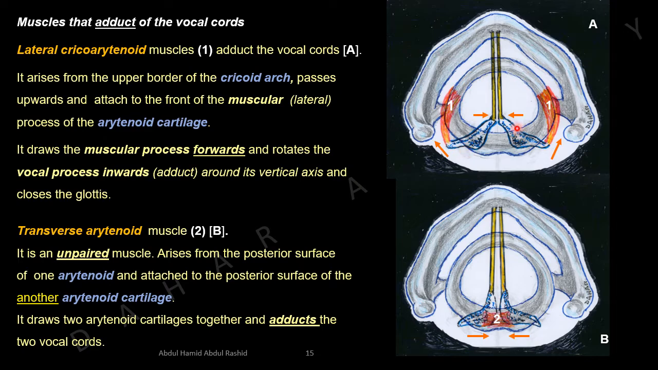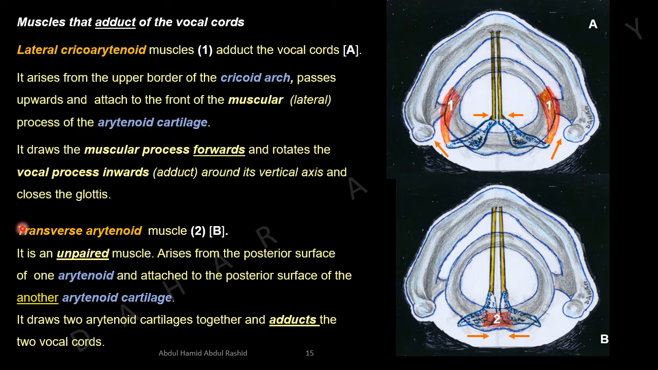What happens is when these muscles contract, they will pull the lateral process of the arytenoid cartilages forward. That means these cartilages will rotate so that the anterior vocal process will come nearer, that is adduct. Then the two vocal cords will become nearer and adduct the glottis.